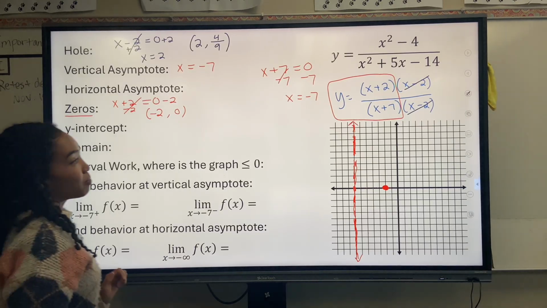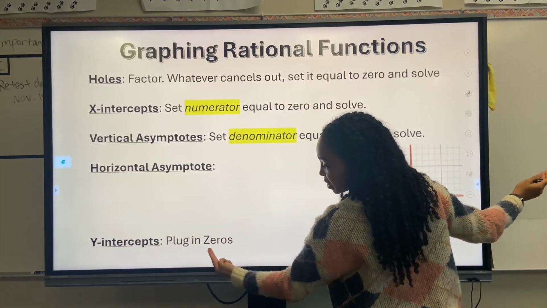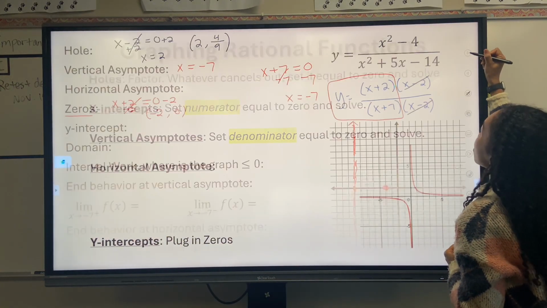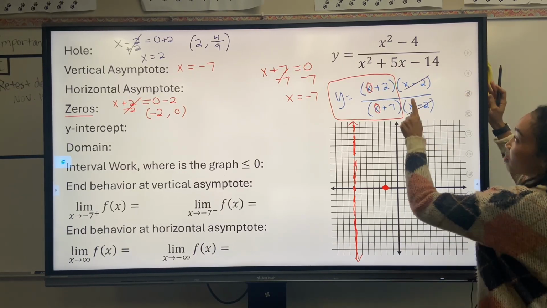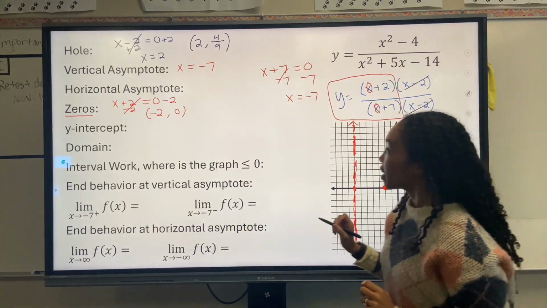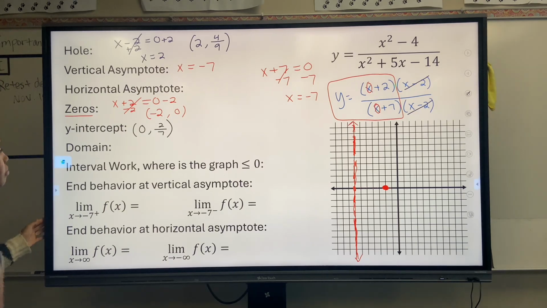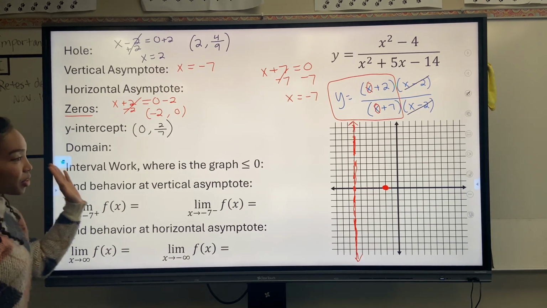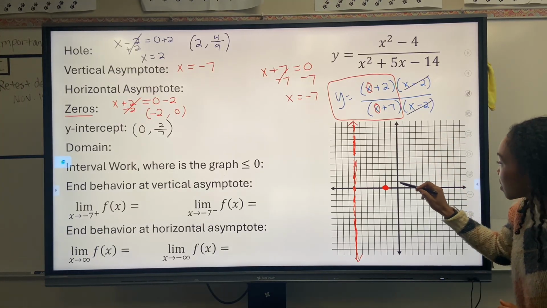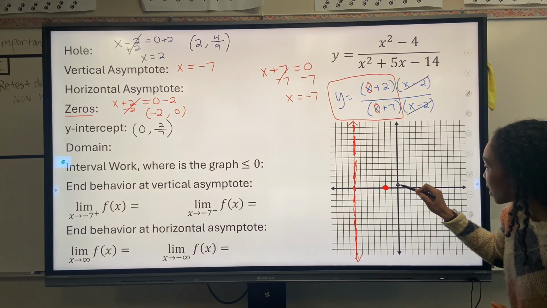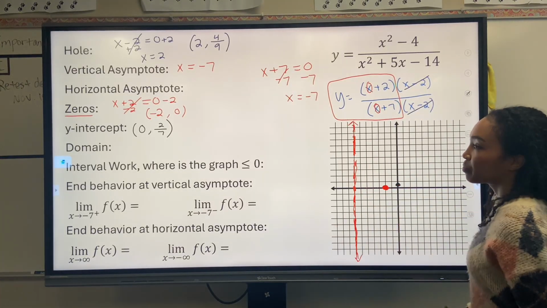My y-intercept. How do we find the y-intercept? Okay, so to find the y-intercept, you just plug in zeros. So if I plug in a 0 here and a 0 here, you're just left with 2 over 7. So that is my y-intercept: 0, 2 sevenths. Okay, and if I were to graph that over here, your y-intercept is at 0, 2 sevenths. So I'm just going to estimate it and put it right there. 2 sevenths. It's between 0 and 1.